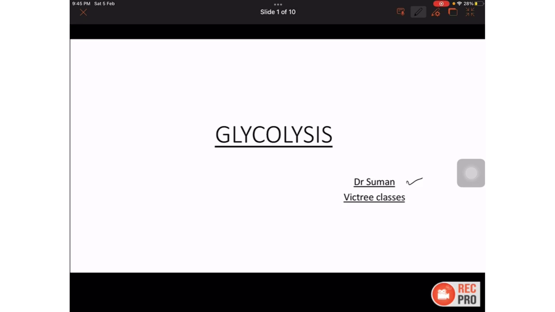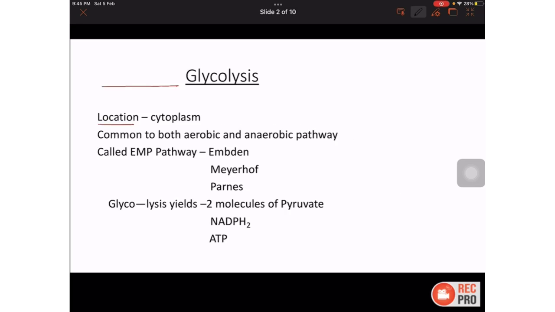I'll be teaching you glycolysis today. So, glycolysis takes place in the cytoplasm, and here we are using glucose to give us energy. What is the energy in the form of? ATP, right? So, this path is common for both aerobic and anaerobic pathways.